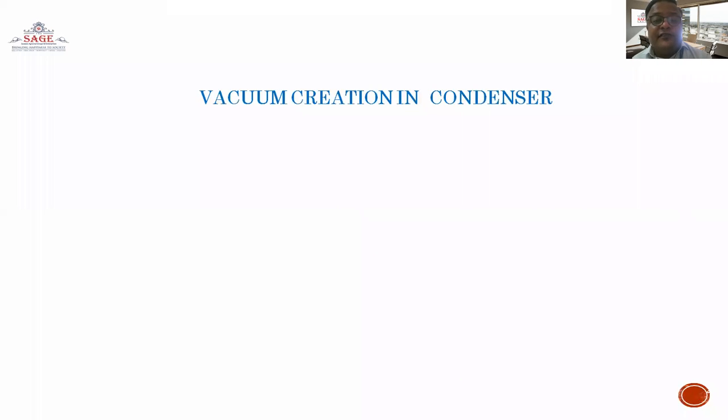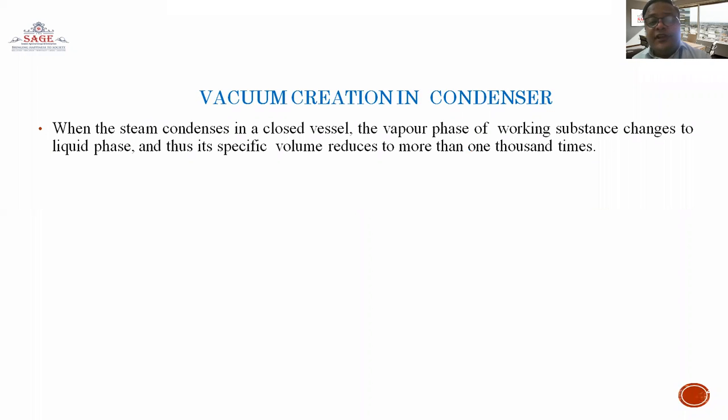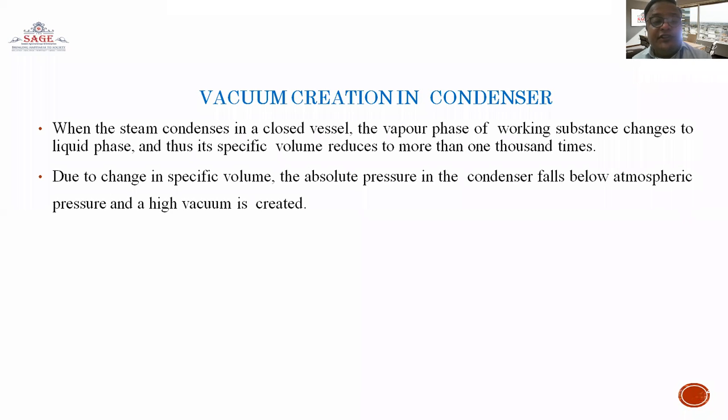How is vacuum created in the condenser? When the steam condenses in a closed vessel, the vapor phase of the working substance changes to the liquid phase, and thus its specific volume reduces by more than 1000 times. Due to the change in the specific volume, the absolute pressure in the condenser falls below atmospheric pressure and a high vacuum is created.